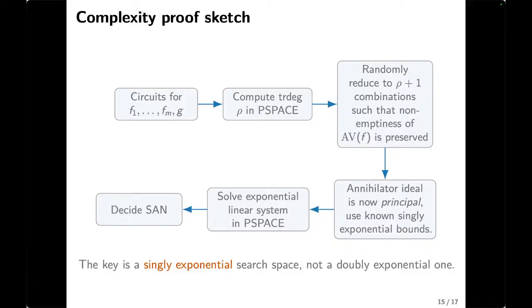Then you reduce to a rho plus 1 random linear combination. This ensures that the annihilator ideal is now principal, so the minimal annihilator would have a singly exponential degree bound, and so essentially all the degree bounds of the polynomials that appeared in our Rabinowitsch tricks are now singly exponential, and you can then solve this linear system in PSPACE.